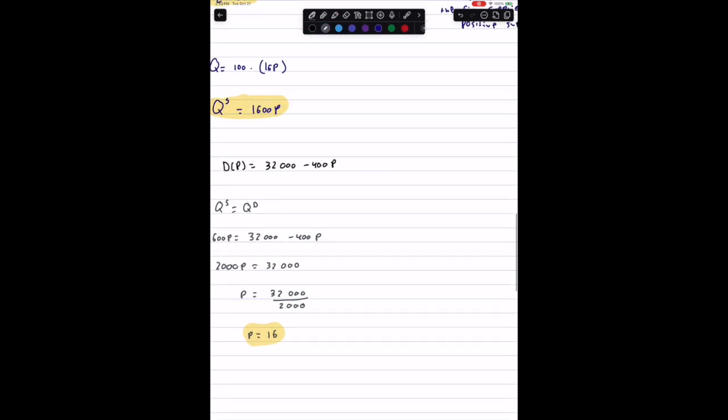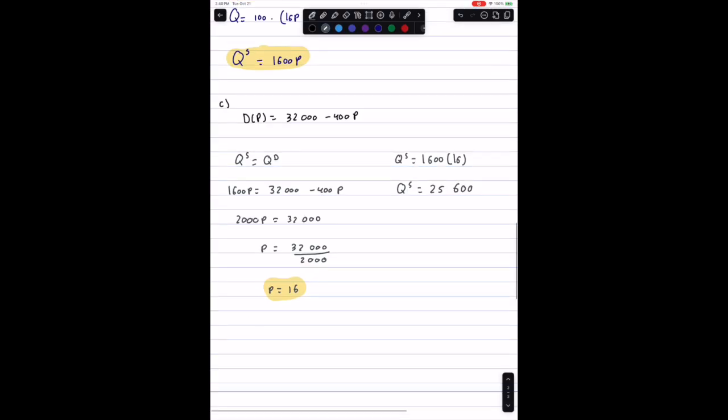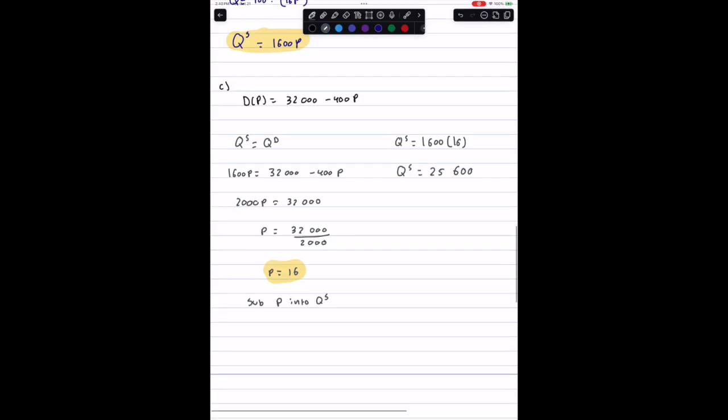We know when P is equal to 16, quantity supplied is going to be equal to 1,600 times 16. So quantity supplied is going to be equal to 25,600, right? We're just going to sub P into QS, right? So we know the price equilibrium is going to be 16. We know that the total output is going to be 25,600.